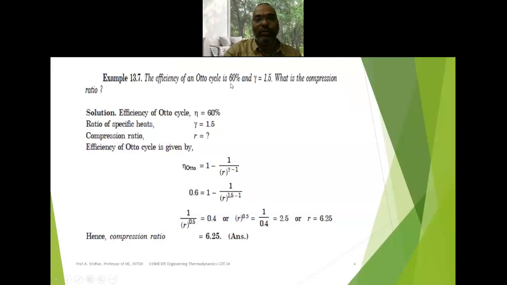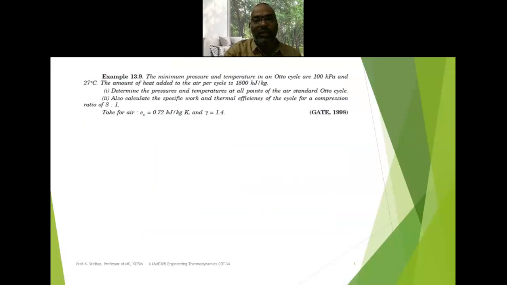First, write down the given data. The efficiency is 60%, that is 0.6, and the gamma value is 1.5. It is simply asking about r. If you know this fundamental equation of Otto cycle efficiency, you simply substitute the values and we get r. r is nothing but the compression ratio, which will be equivalent to 6.25. That is the answer for this question. Next, let us see another problem.